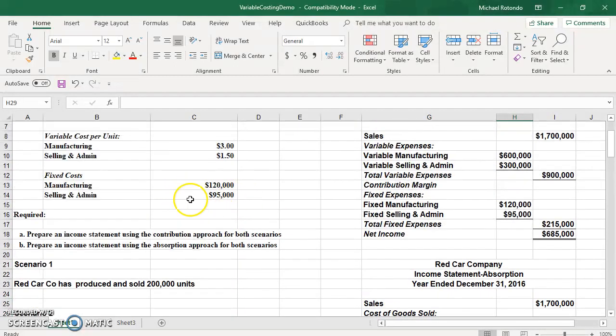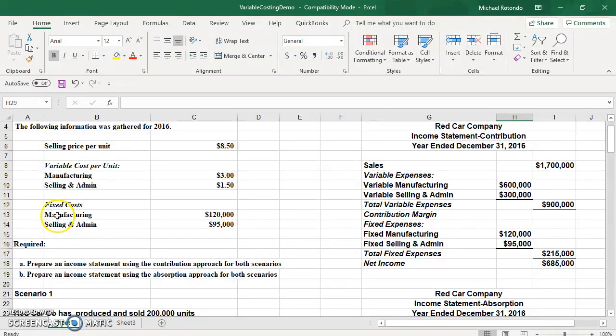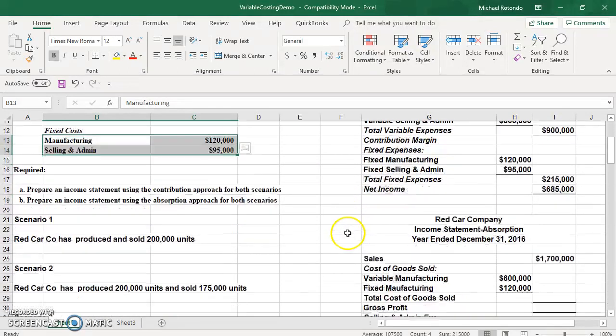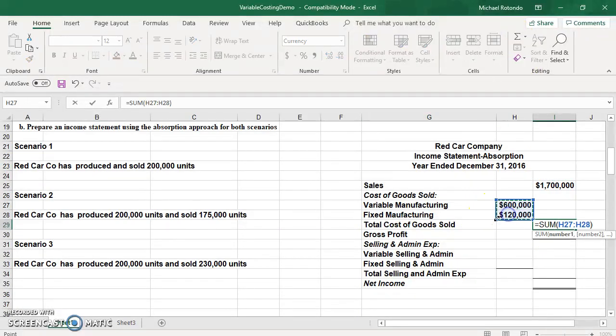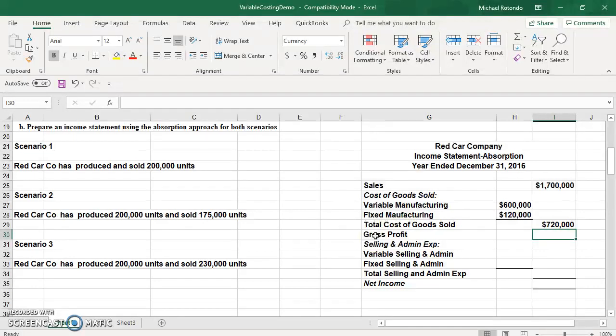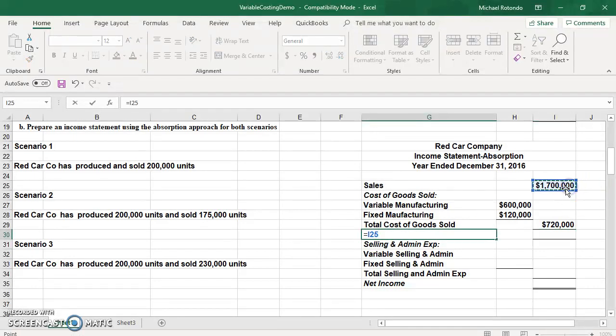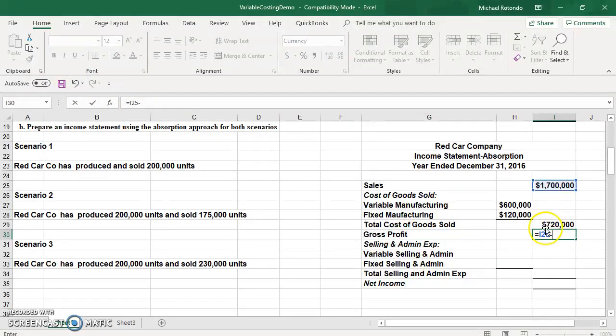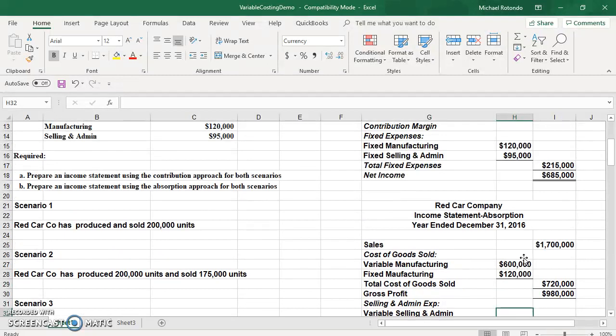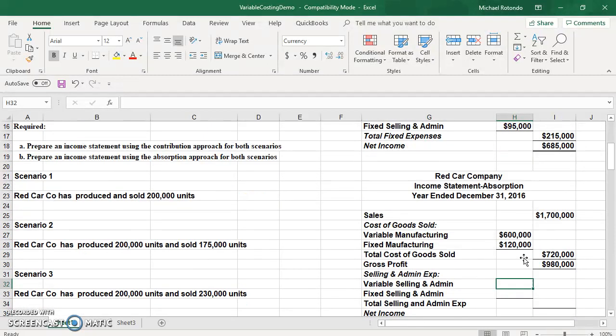Remember, under all circumstances, when we use the contribution margin income statement, these are going to stay the same because they're considered to be period costs. So our total cost of goods sold is going to be 720. That's going to give us gross profit of 980.